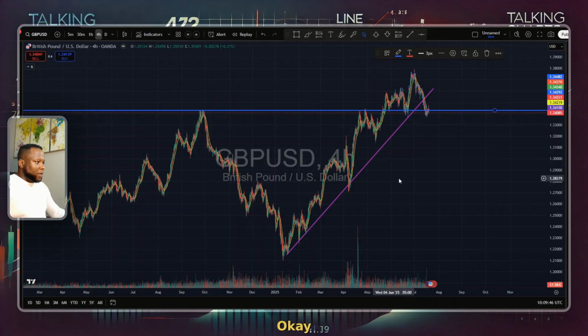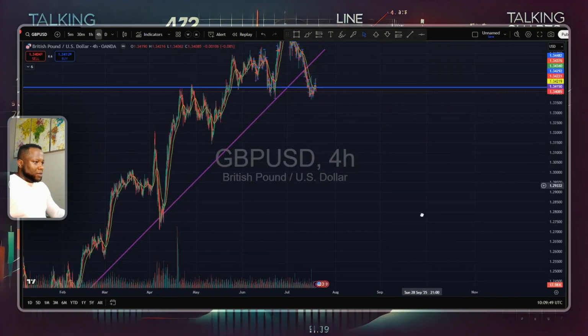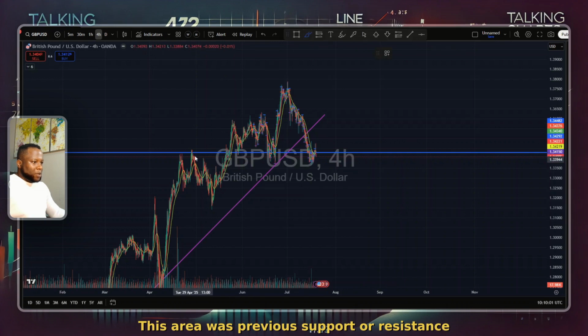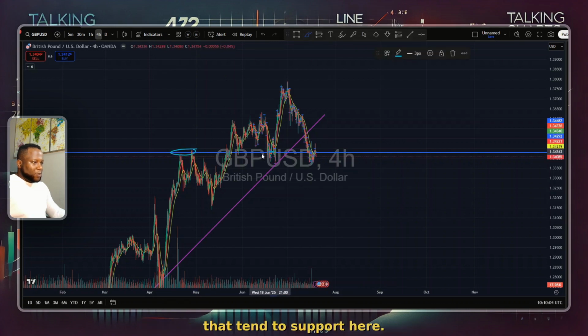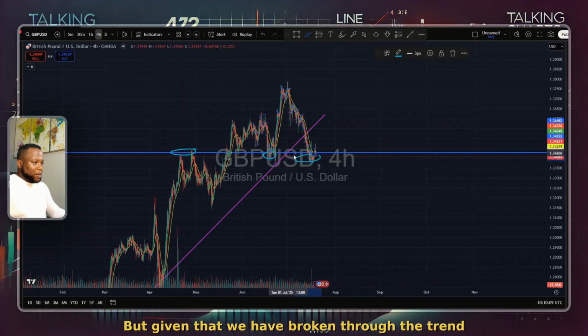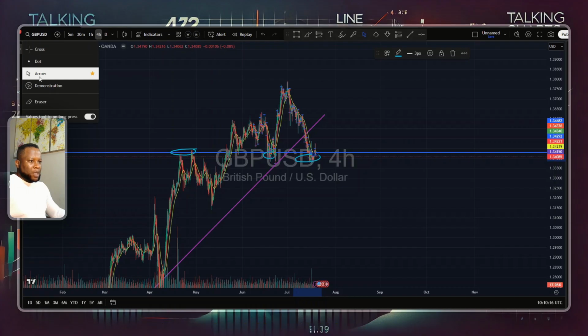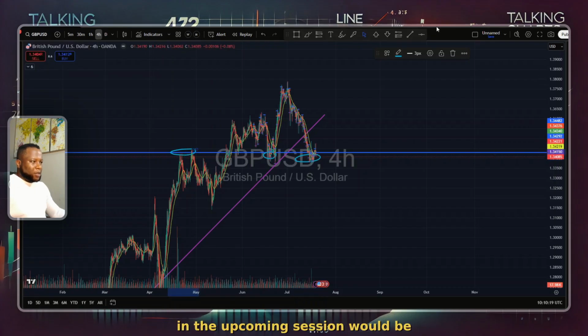If I zoom out on the 4 hours, we still have a resistance. You see that resistance, 2 touch points of resistance, and now it's support. This area was previous resistance that turned to support, and now we are hoping this area acts as support again. But given that we have broken through the trend line heading down, I think what we could be seeing on this pair in the upcoming session is for it to retest the resistance.